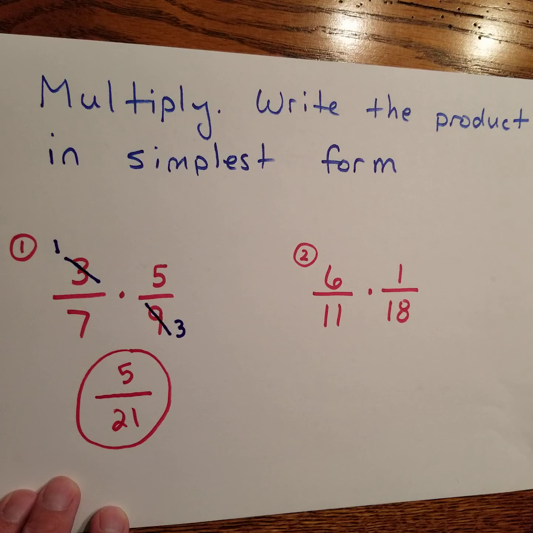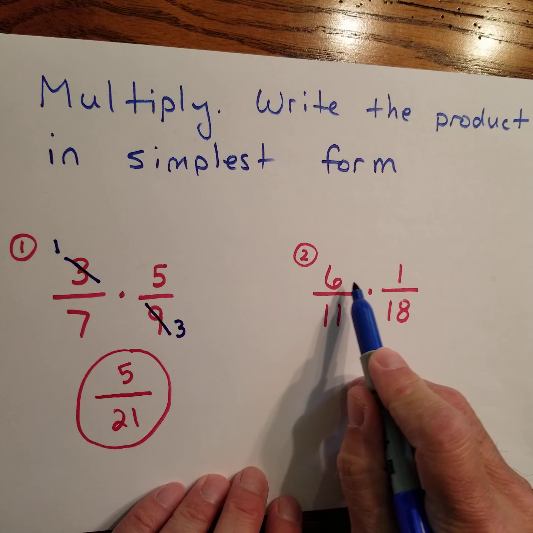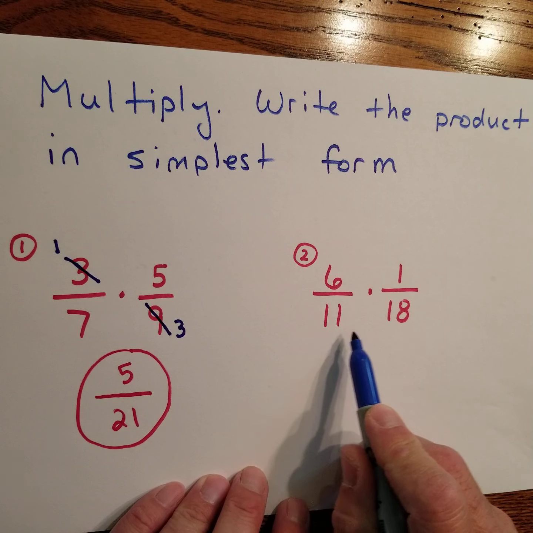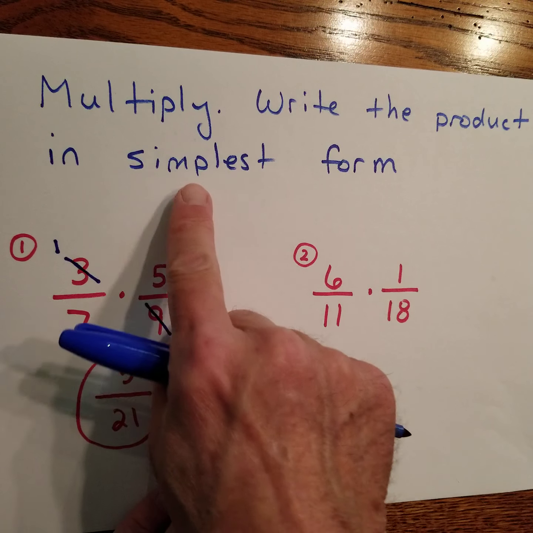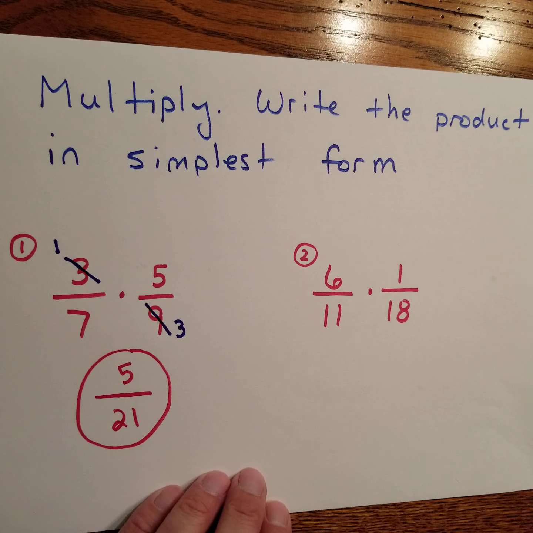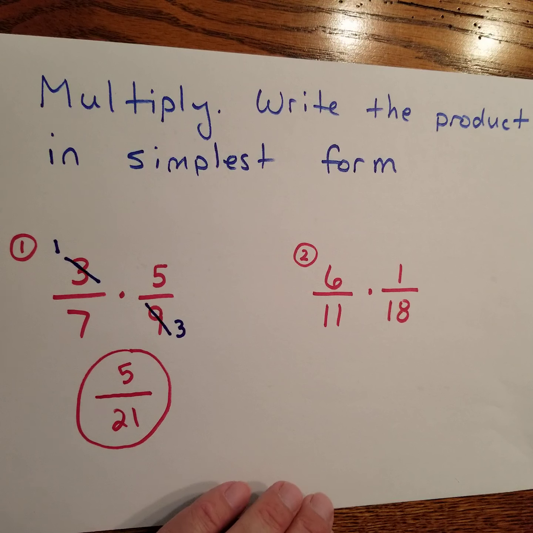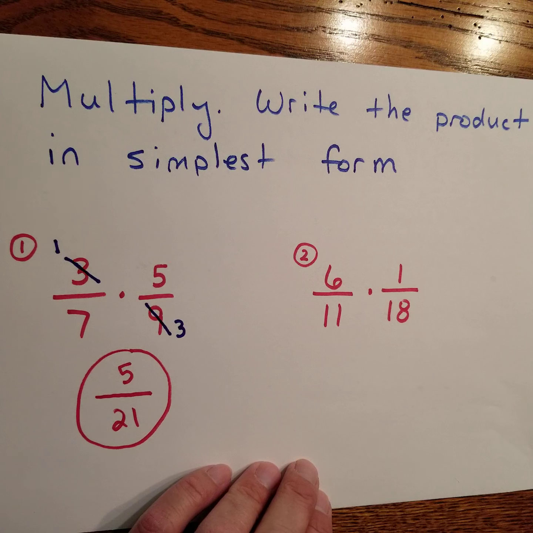Let's try that again. Here comes number 2. I know I'm going to multiply the top numbers together. I know I'm going to multiply the bottom numbers together, but I also know I'm supposed to reduce. Let's try to reduce first. Are there any tops and any bottoms that reduce nicely?